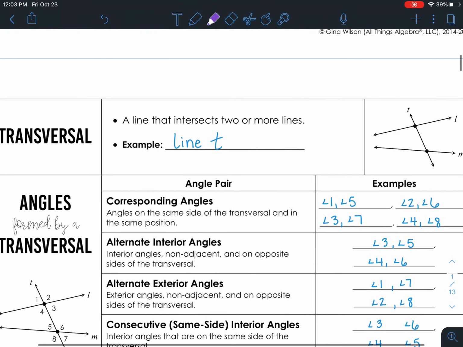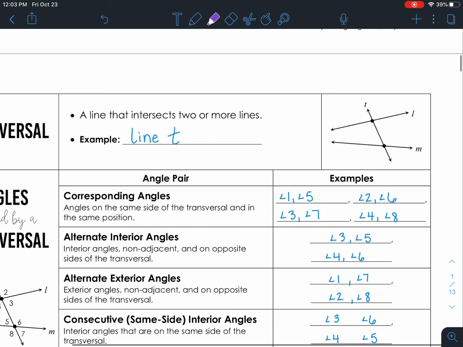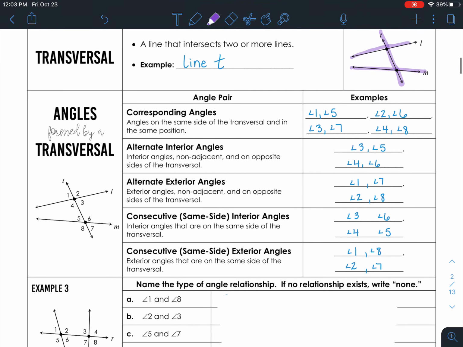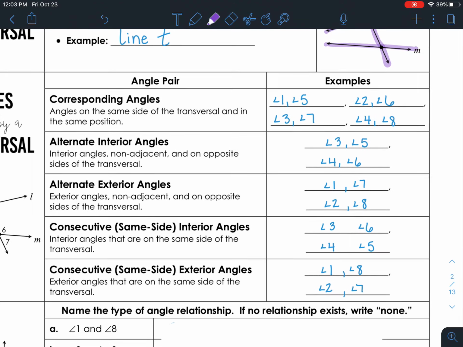Transversal. A transversal is a line that intersects 2 or more lines. So here you'll see my 2 lines are L and M. And my transversal is going to be this T. It intersects those 2 lines. Now, when we have transversals, we have some special names that we can give certain angles within these transversals.